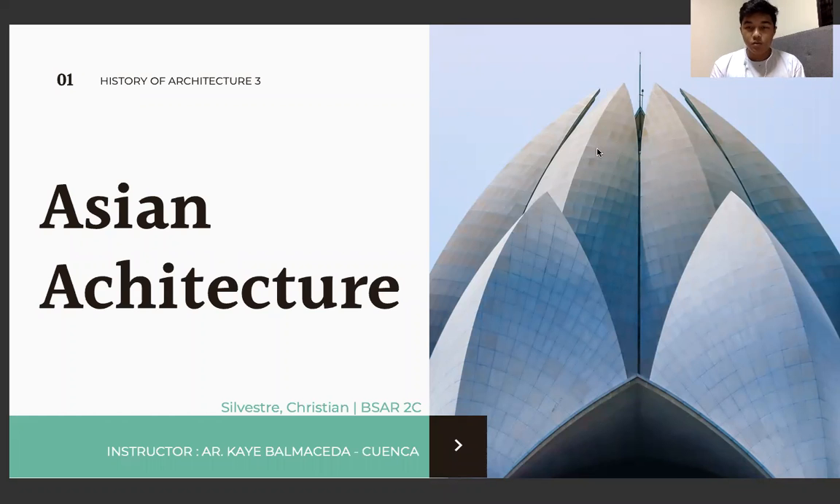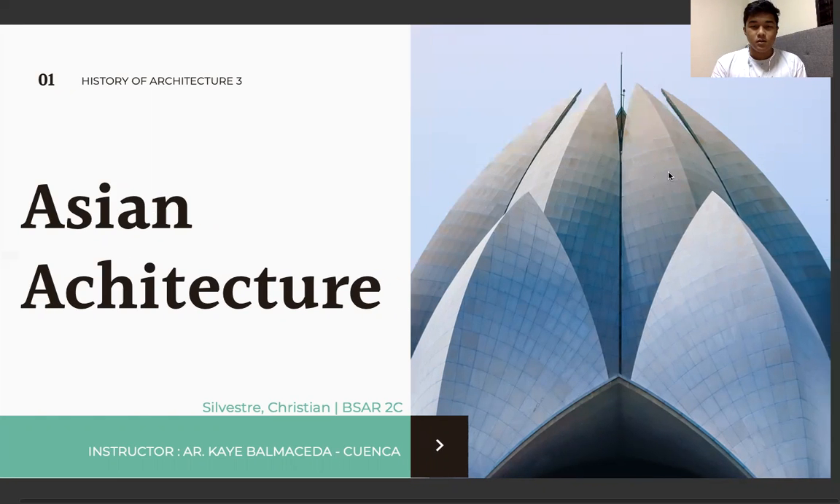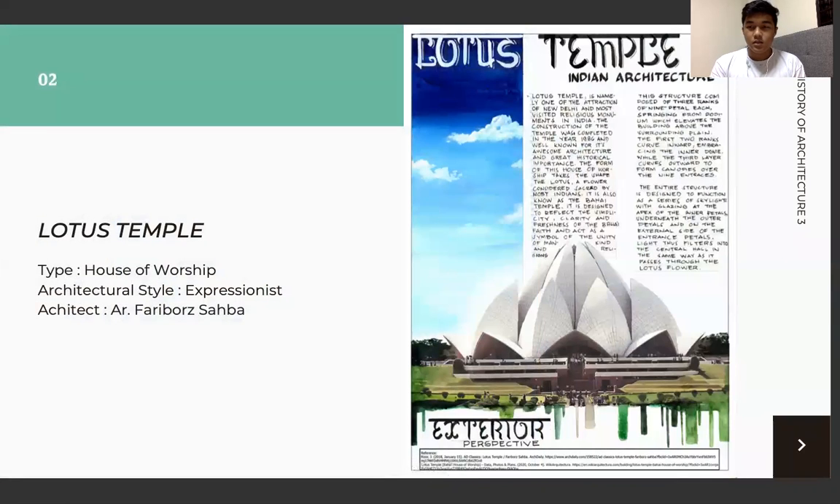The structure I chose, which is obvious, is the Lotus Temple. So, this is my render, ma'am. Lotus Temple is an Indian architecture. The Lotus Temple is a house of worship.